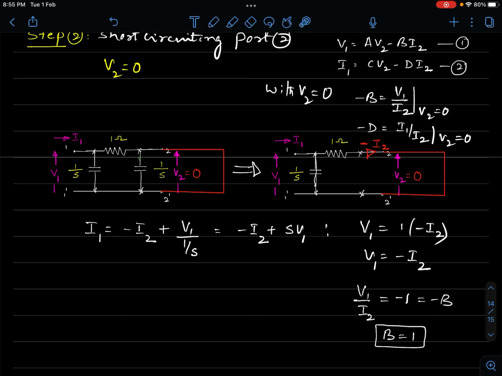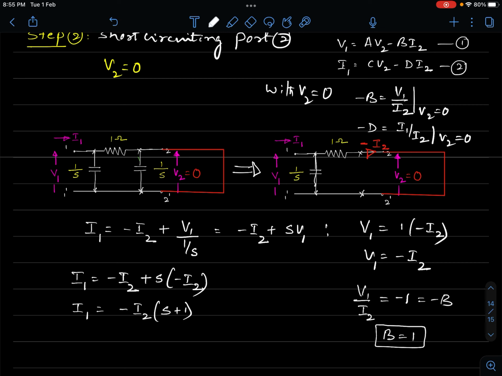Okay. Now we will come back to this equation. Which equation? We will come back to the equation I1 equal to minus I2 plus S times V1. Now we will substitute for V1. So I1 equal to minus I2 is retained as it is. For S times V1, for V1 I'll put minus I2. So now I'm able to get what I wanted. This is minus I2 minus S I2. In other words, I will write it as minus I2 times S plus 1.